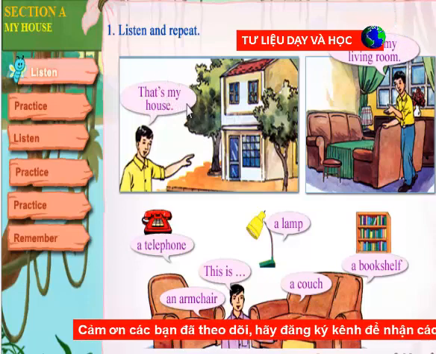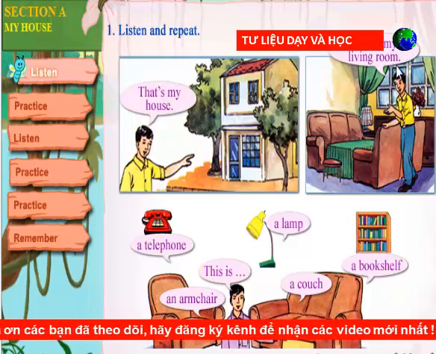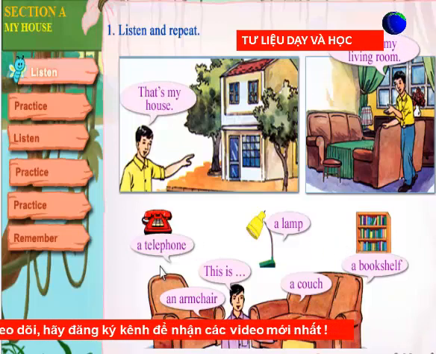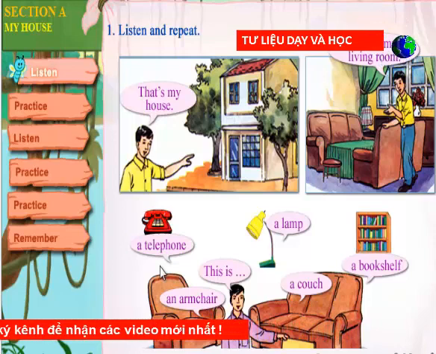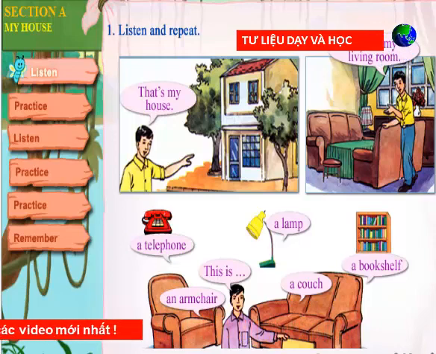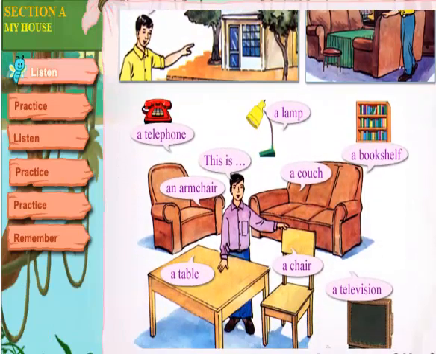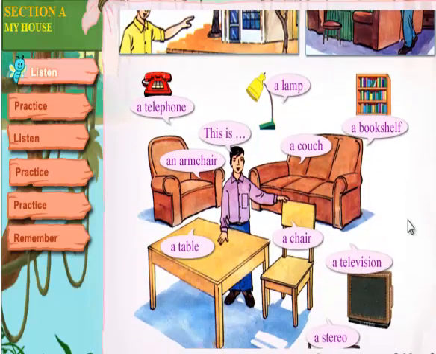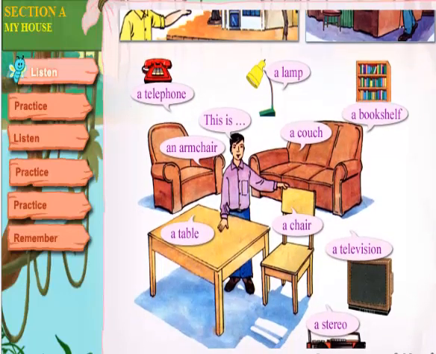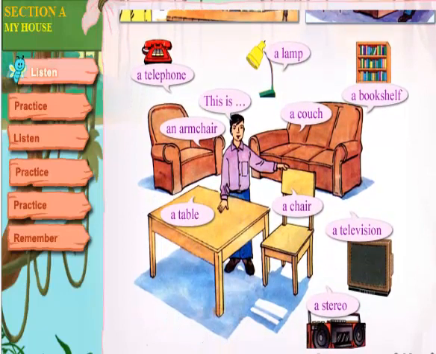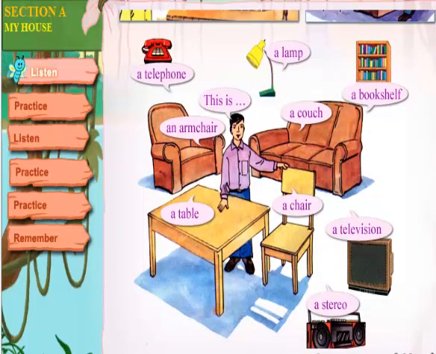That is my house. This is my living room. This is a couch, an armchair, a table, a chair, a lamp, a bookshelf, a telephone, a television, a stereo.